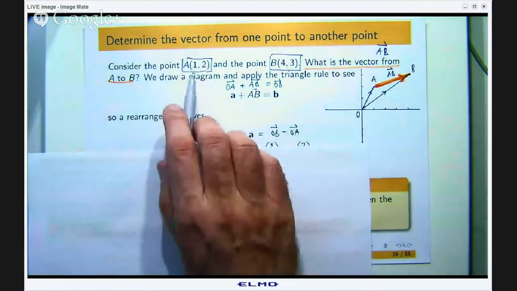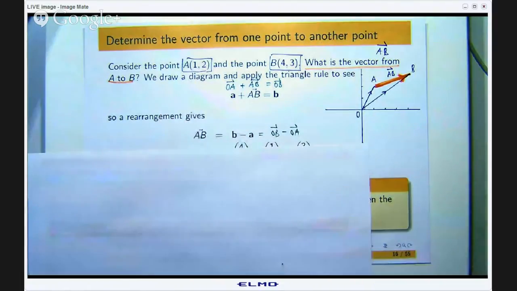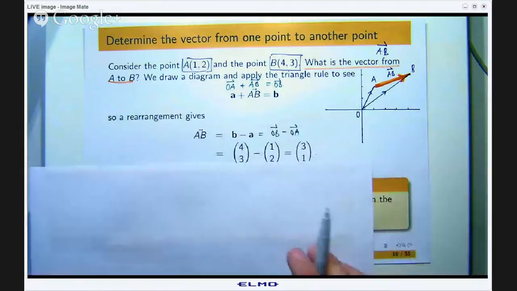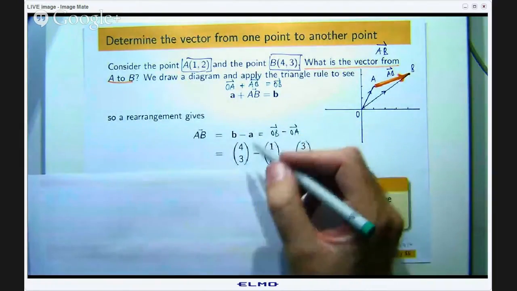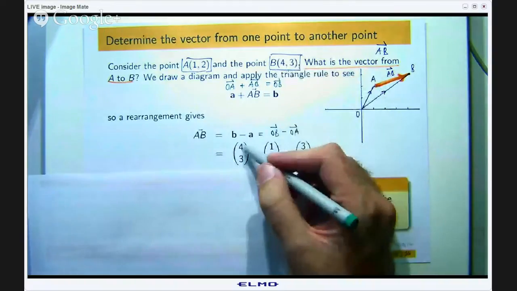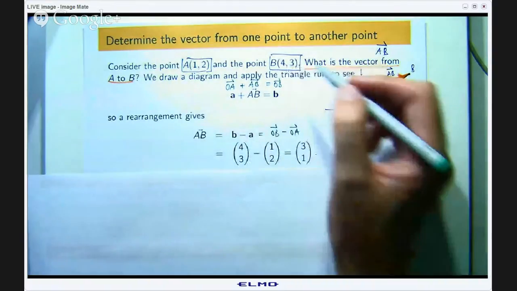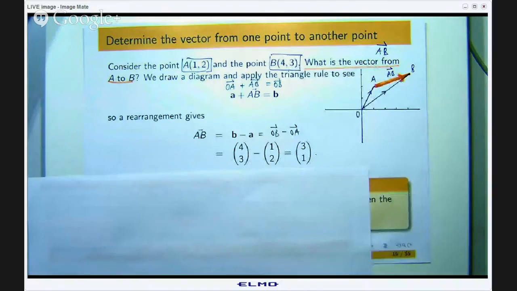Now, I know what the position vector associated with A is, big A, we can just write it as this column vector. And I know what the position vector of big B is. It's just this column, or basically this point, written as a column vector.